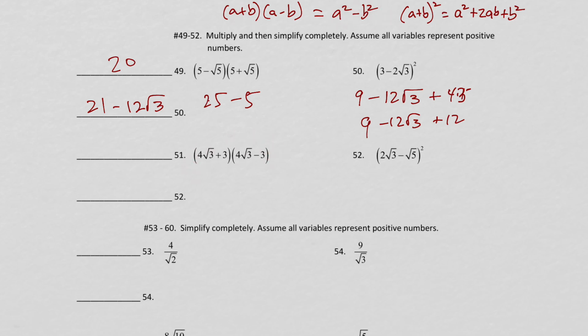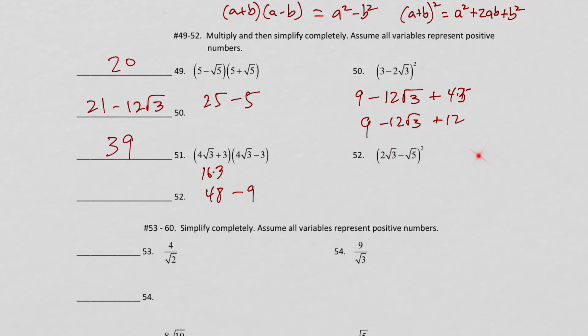The a squared is this squared, which is 16 times 3, so 16 times 3 is 48, minus the b squared, which is 9. 48 minus 9 is, let's see, 39.